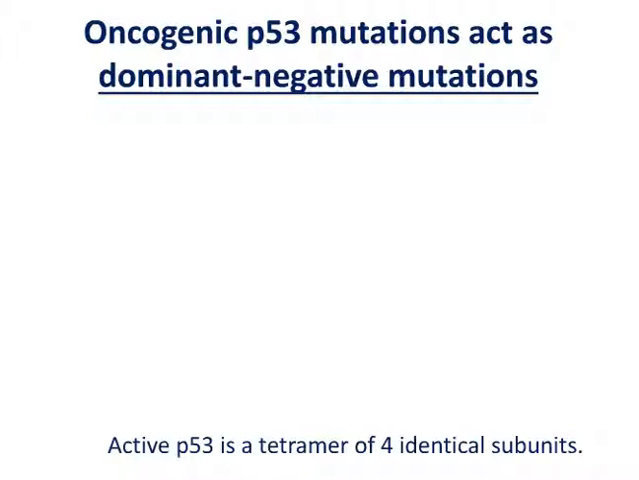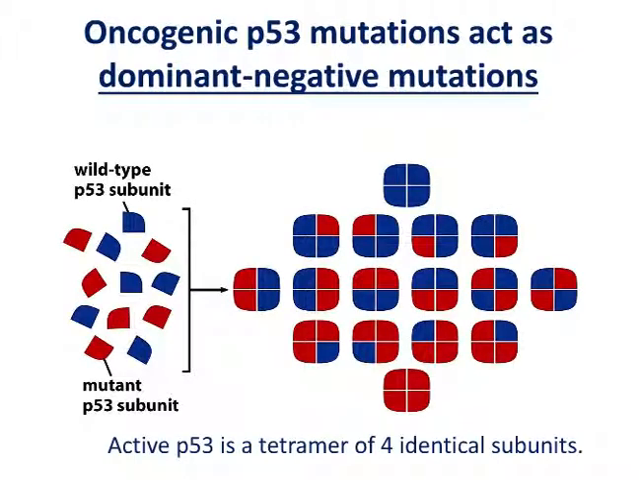Unlike almost all other tumor suppressor genes, in which a loss-of-function mutation in one tumor suppressor allele has no phenotypic effect, a loss-of-function mutation in one p53 allele essentially stops all p53 function in the cell. The oncogenic p53 mutations act as dominant negatives. This is because the wild-type p53 functions as a homotetramer of 4 identical p53 subunits.